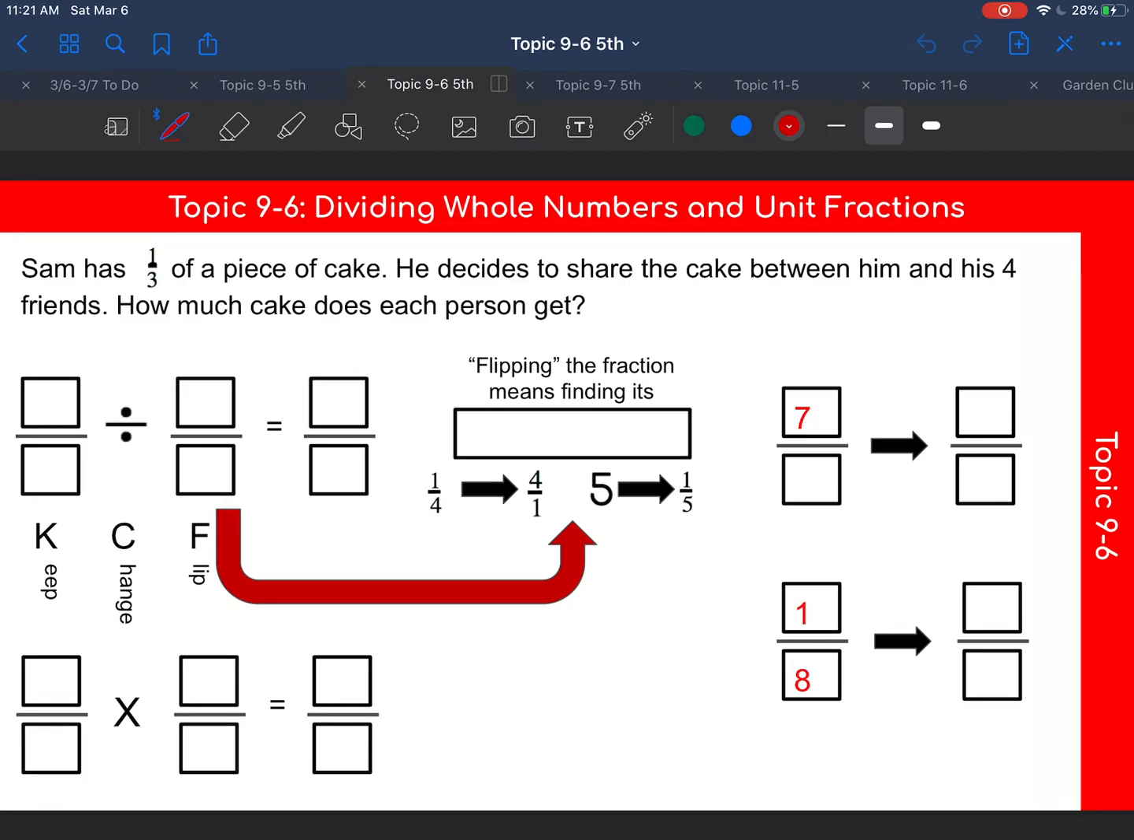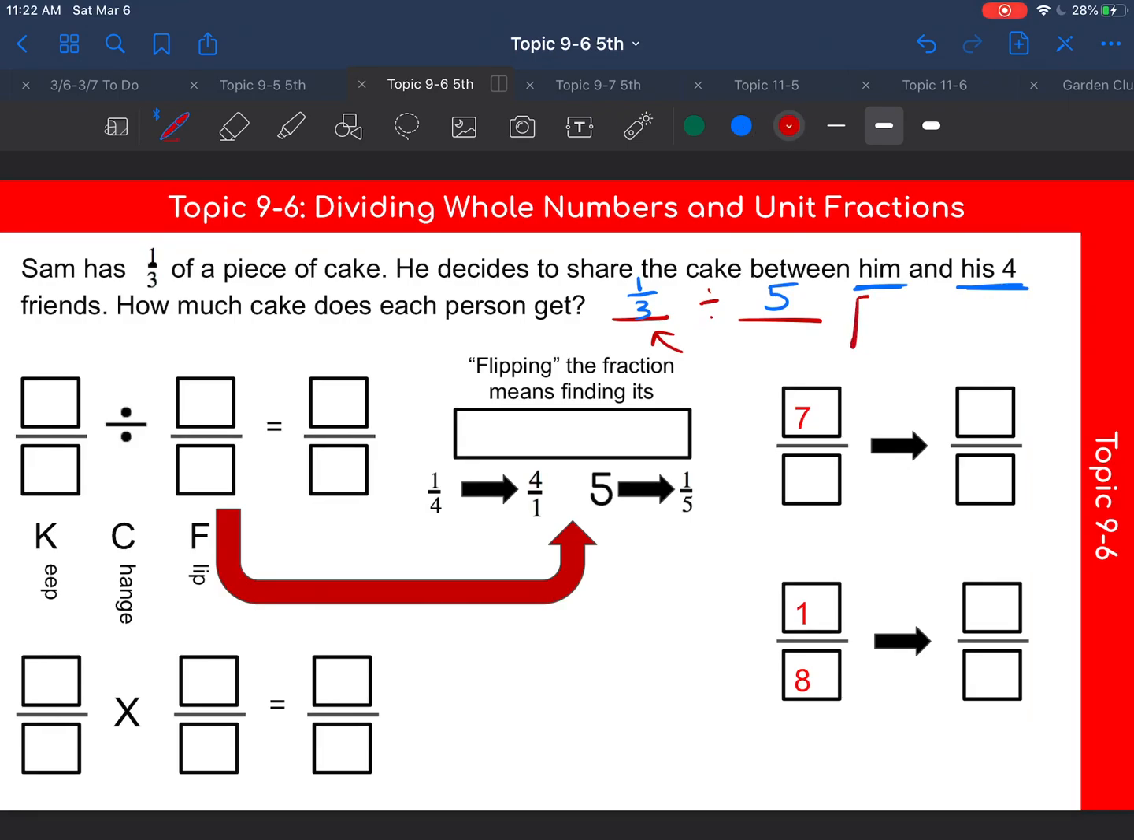So the problem says Sam has 1/3 of a piece of cake. He decides to share the cake between him and his 4 friends. How much cake does each person get? So, okay, we want to write it as a division problem. Remember, whatever we are sharing goes first, in the dividend. So what are we sharing? What are we dividing? We're sharing 1/3 between Sam and his 4 friends, so a total of 5 people.